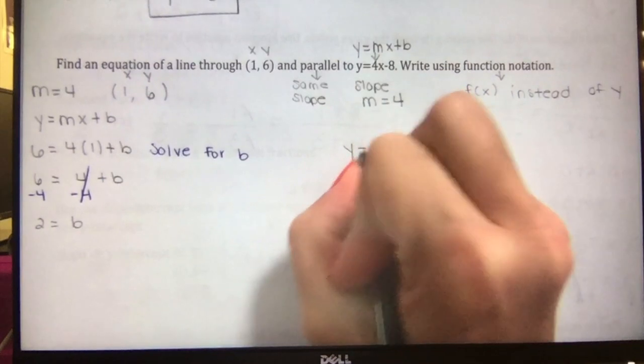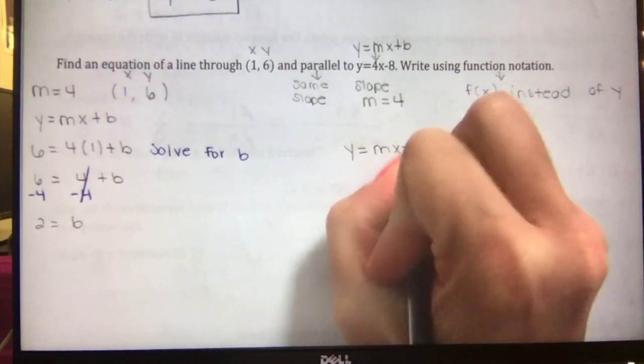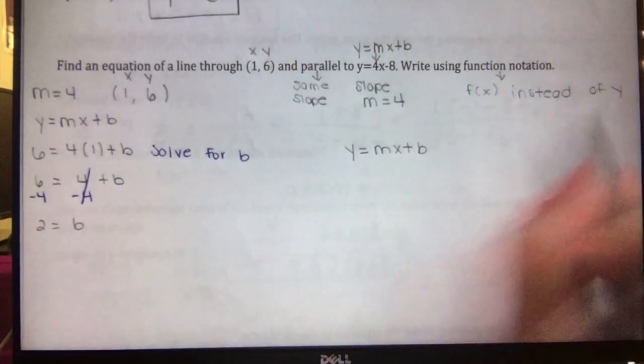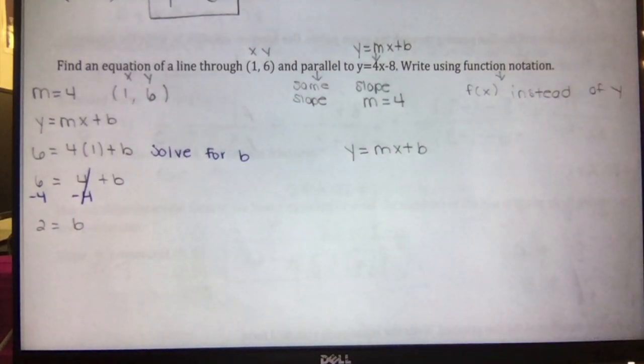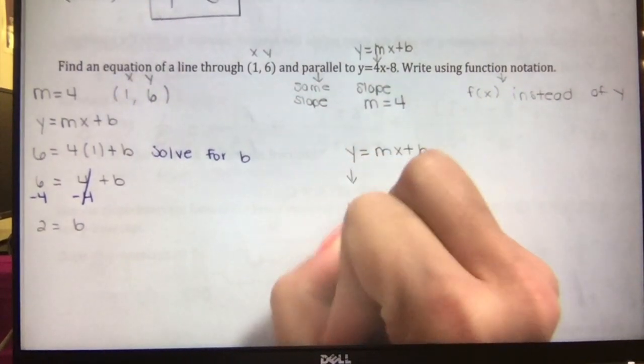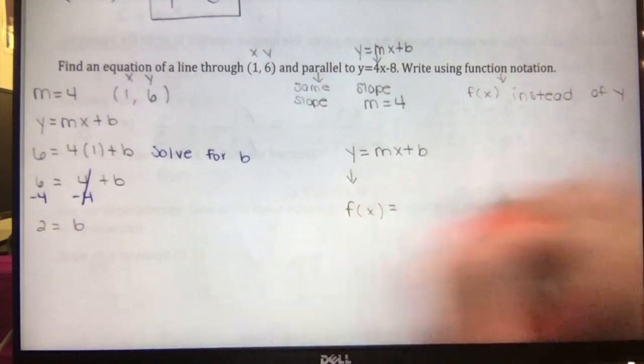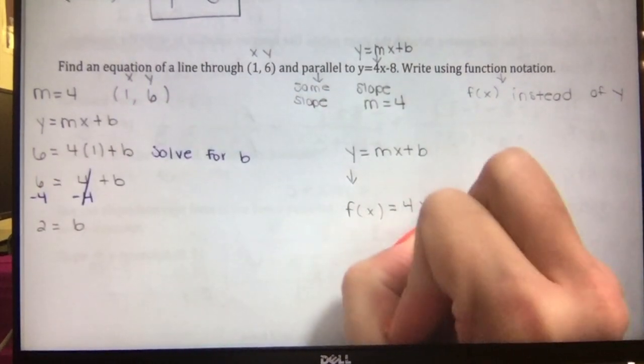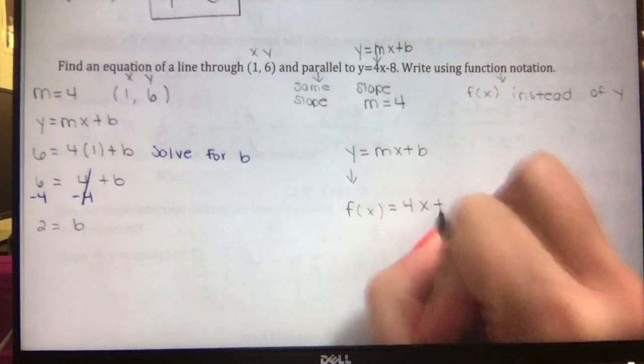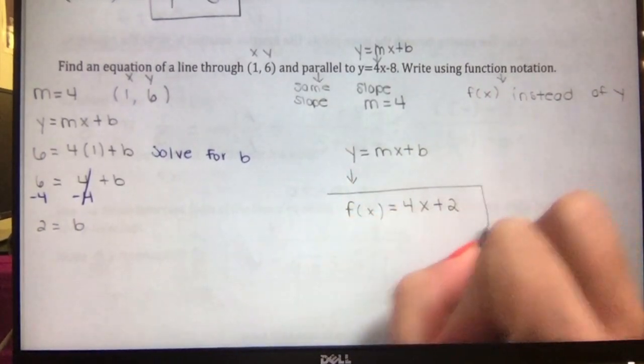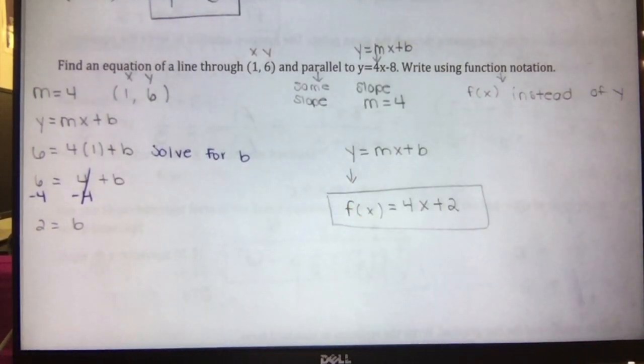So putting this back together in our final answer, y equals mx plus b. F of x. We're going to use f of x instead of y. Perfect, because it's function notation. So f of x equals, m we said was 4, x, plus b, which we said was 2. I want to leave f of x and x, those variables there, to represent every single point on that line. So our final answer is f of x equals 4x plus 2.